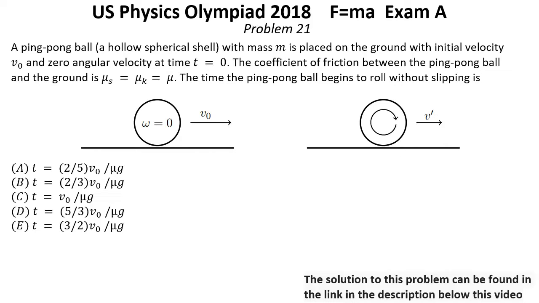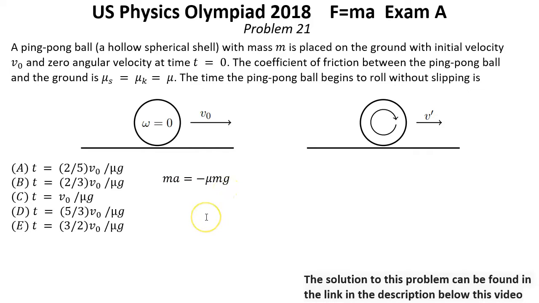Solution for problem number 21. First, let's write equation for translational and rotational motion. Because this ping-pong ball is moving to the right with the initial speed, it will contact with the surface with the friction. It will decelerate with acceleration a. We can find from equation ma equal minus mu mg, where mu mg is a force of friction.